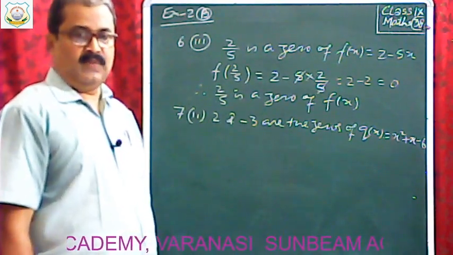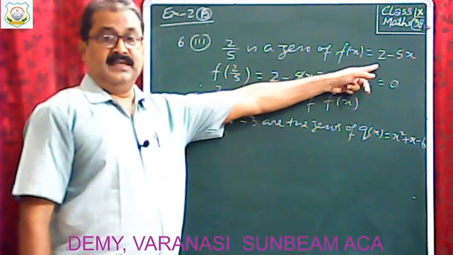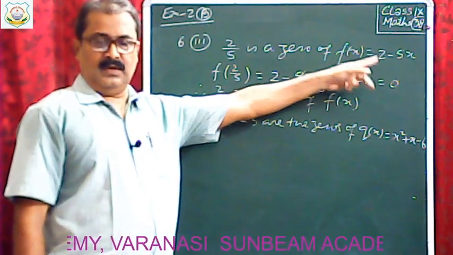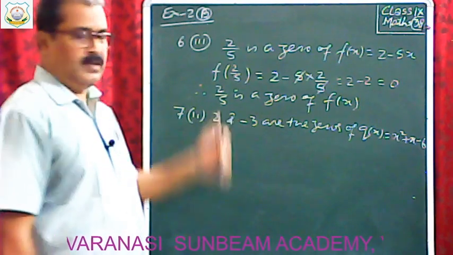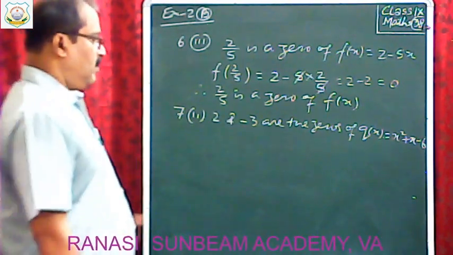In previous questions, only 1 zero had to be checked. Why? Because the polynomial was linear, a 1 degree polynomial. In the case of a quadratic, the maximum number of zeros is 2, so that's why you have to check 2 zeros. Take them one by one.